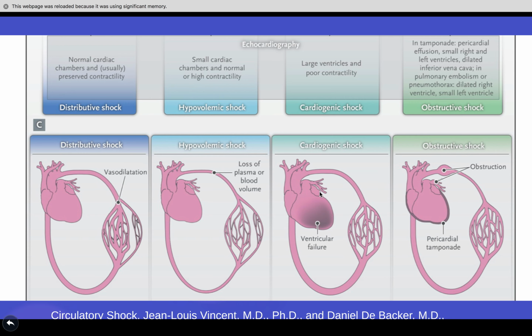In contrast with that, in sepsis, which is this distributive shock, as we all know, what goes down is the SVR, right? You have a lot of vasodilation. So your heart's going to be normal, your pump's going to be normal. So you're going to see normal cardiac chambers and preserved contractility.